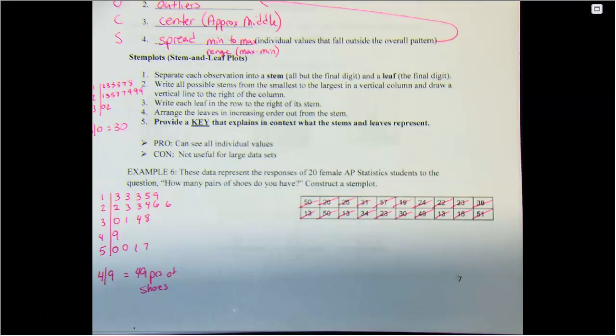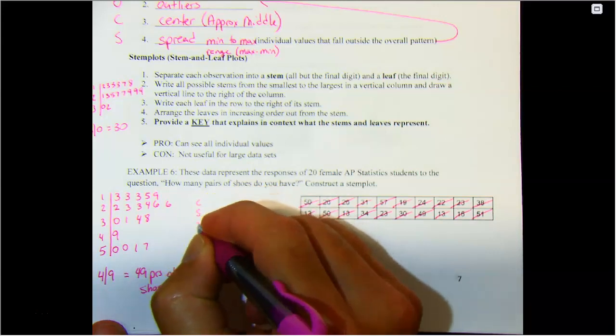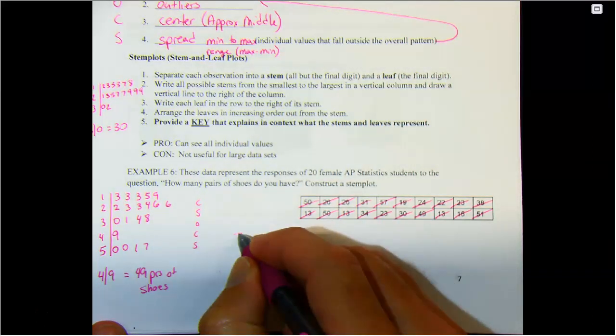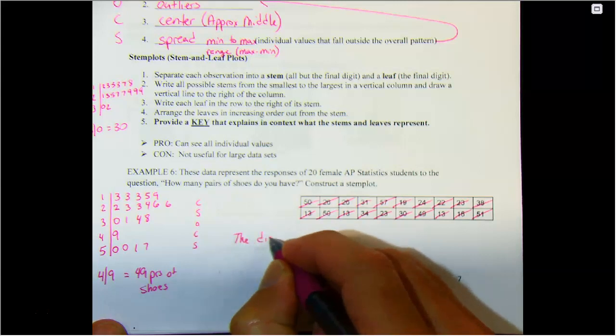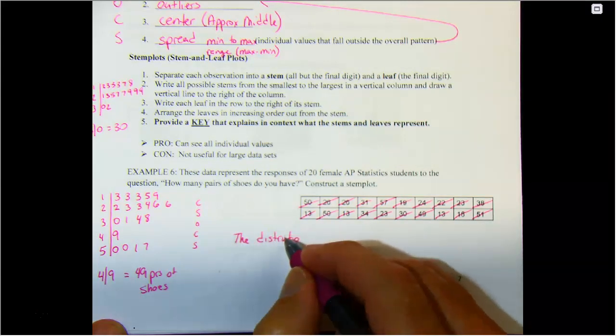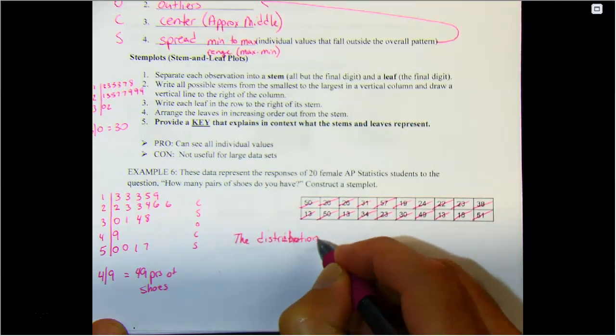Now, the whole purpose of making a plot is to describe the plot. So that means that we're going to go back to our seesocks from last time. I'm going to do this a different way this time. I wrote out seesocks. Okay. So the distribution, see if I can butcher that word anymore.